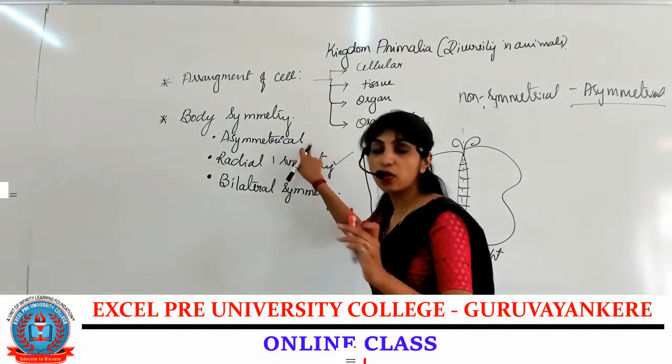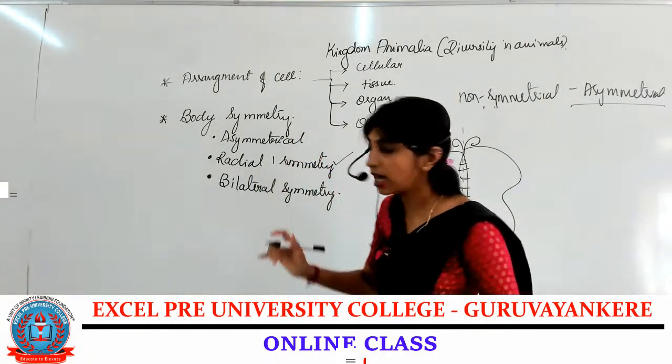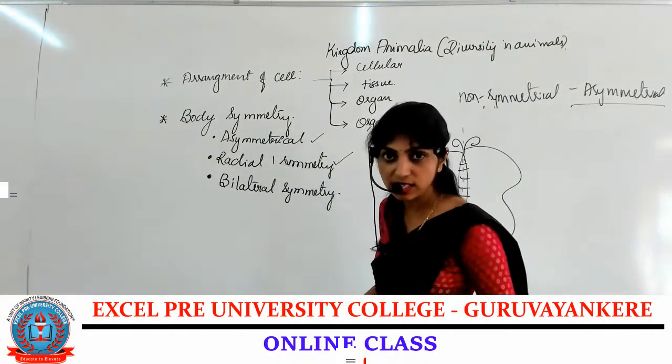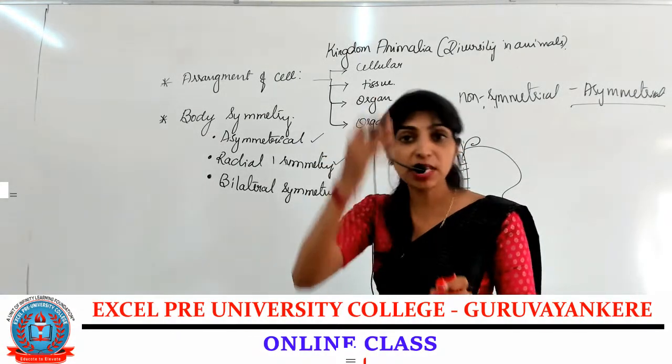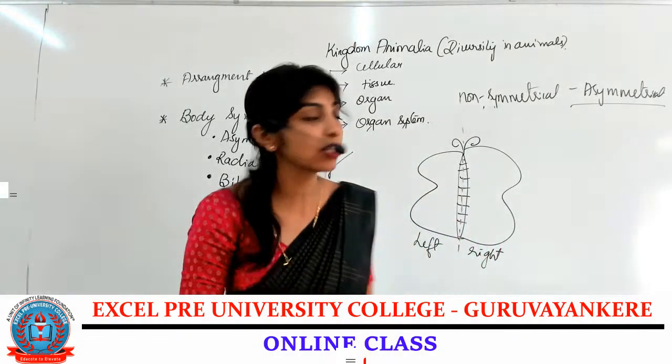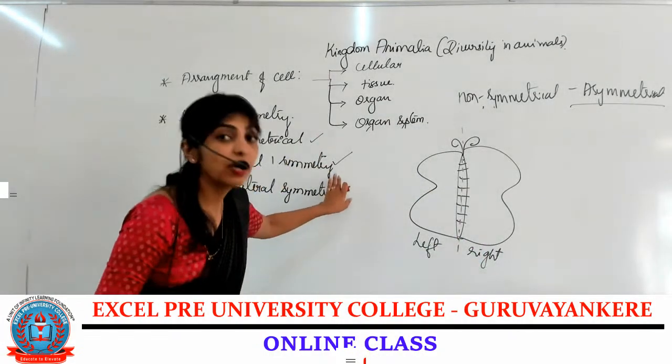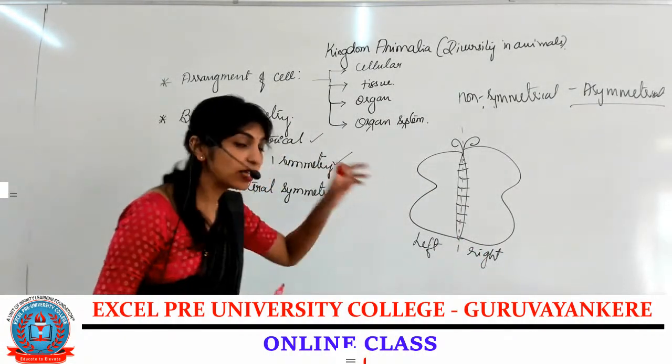Now, based on body symmetry, organisms are classified into three groups. First, if the body is not dividing into equal halves, we call it asymmetrical. If the body is dividing into equal halves in any plane, if I cut in any direction and get equal halves, then we call it radial symmetry.